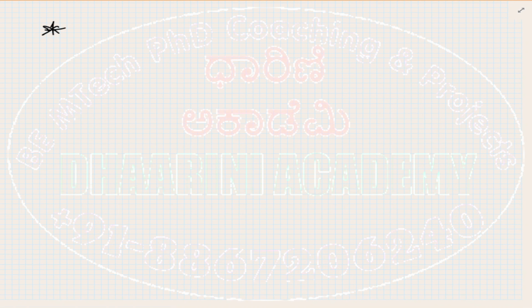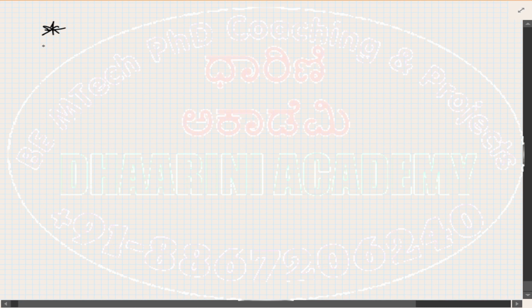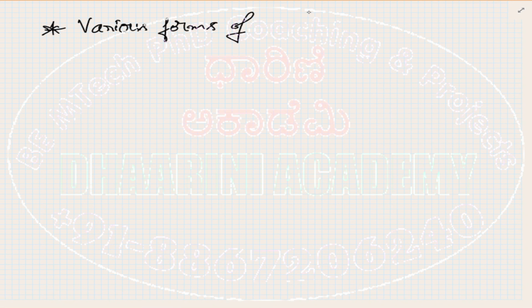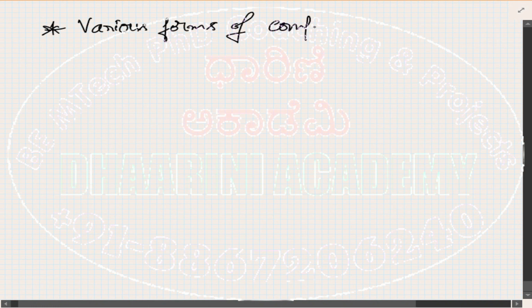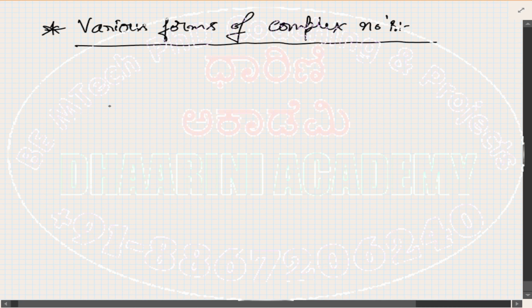All right, let's move on to the next concept first before we solve some problems. So this is a representation of complex numbers in various forms. The first format is what we are already using, right?